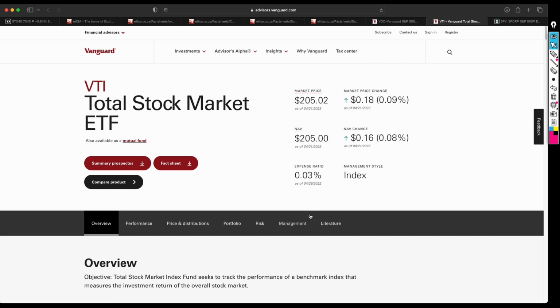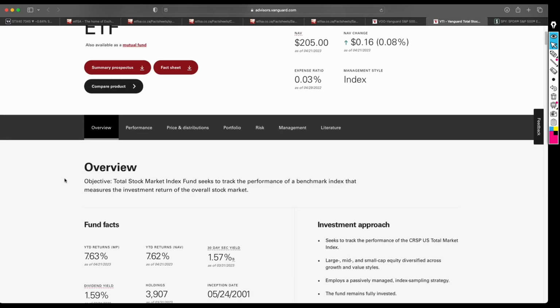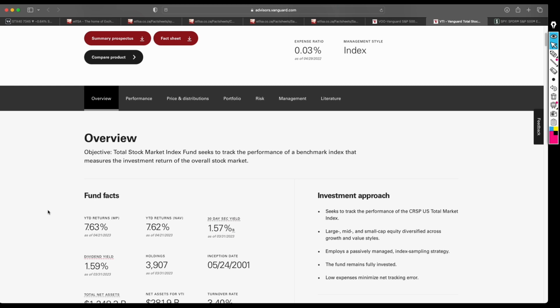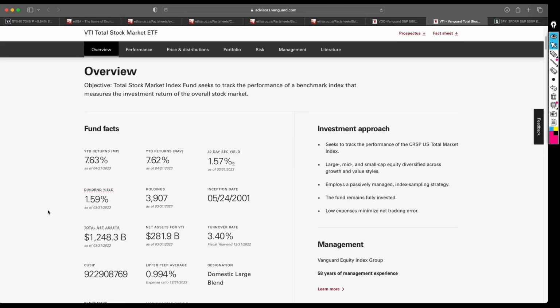What we see here in terms of the market price is that it is priced a bit less compared to the S&P 500. This one is priced at $205 per ETF, and the net asset value is also 205. The expense ratio is 0.03%, the same as the VOO ETF. This one measures the overall return of the entire stock market. It's not just looking at a specific group of companies.